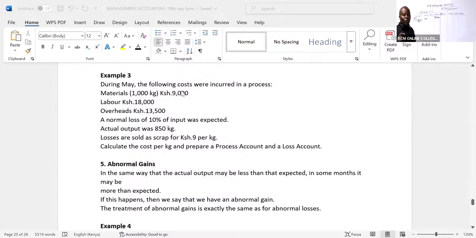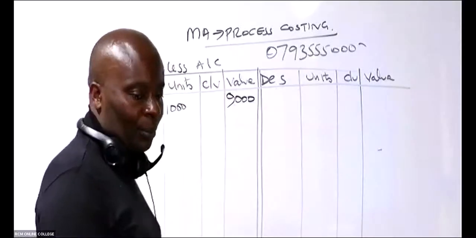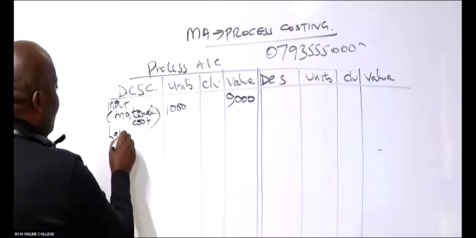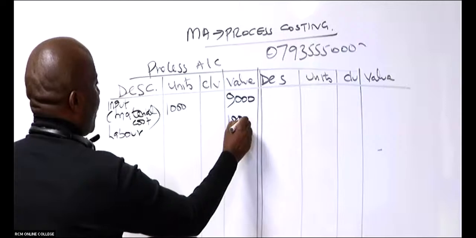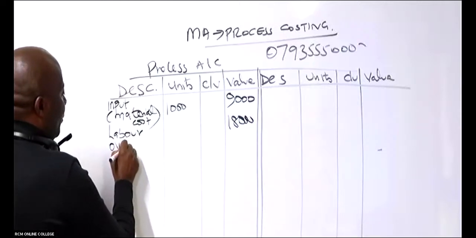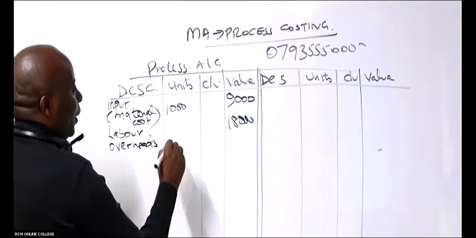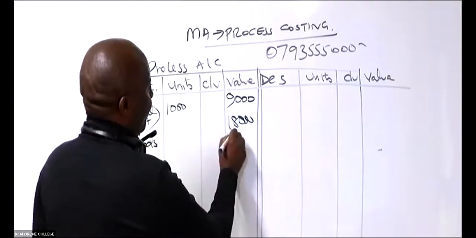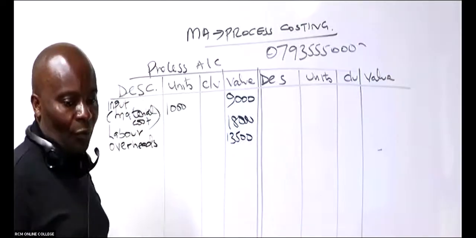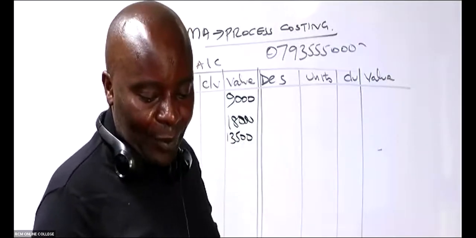So remember, once you've brought in the main material, now you need to bring what we call conversion. Conversion is made up of two items, labor and overheads. So you can see labor is 18,000, and overheads we have 13,500.